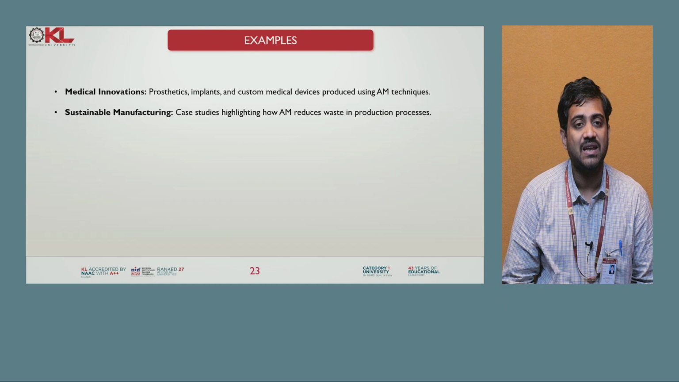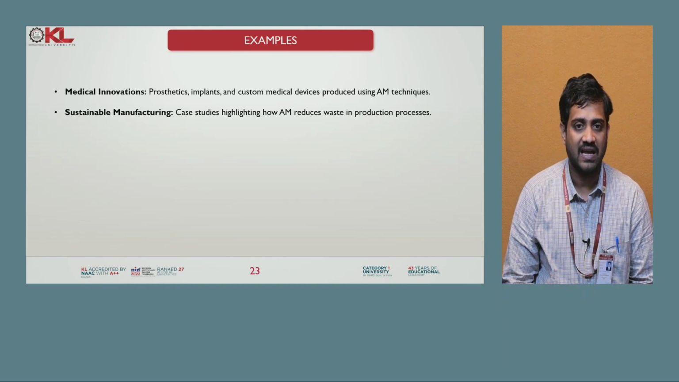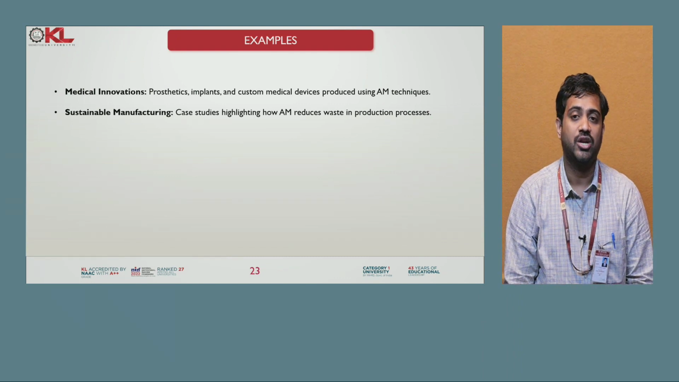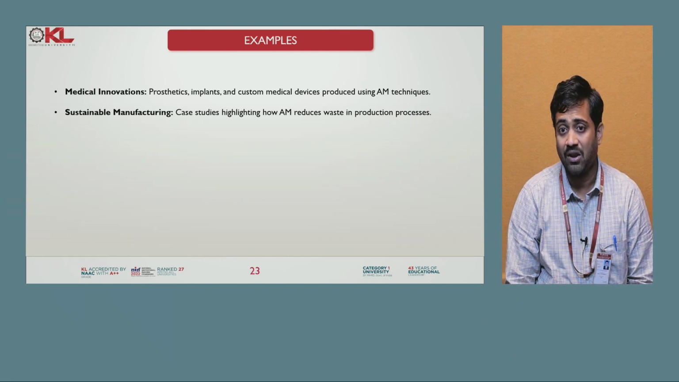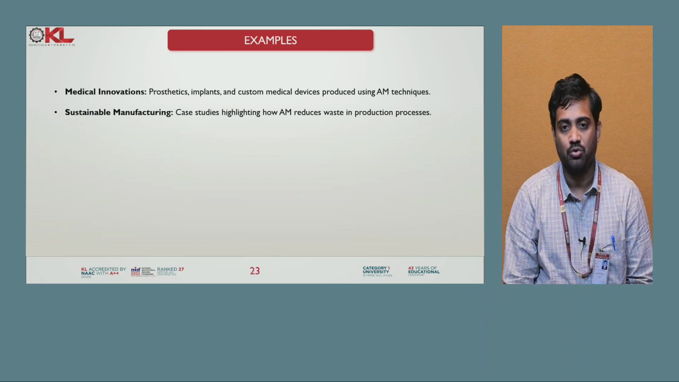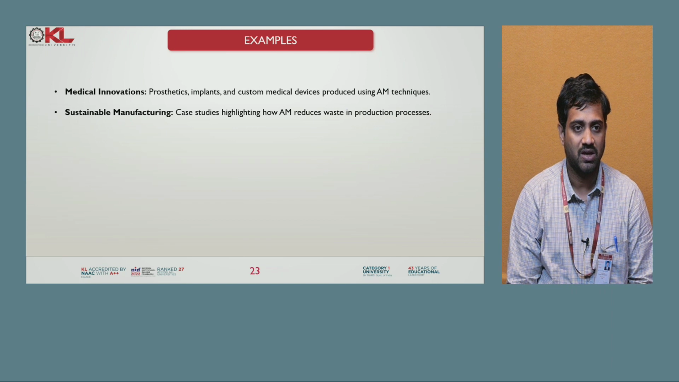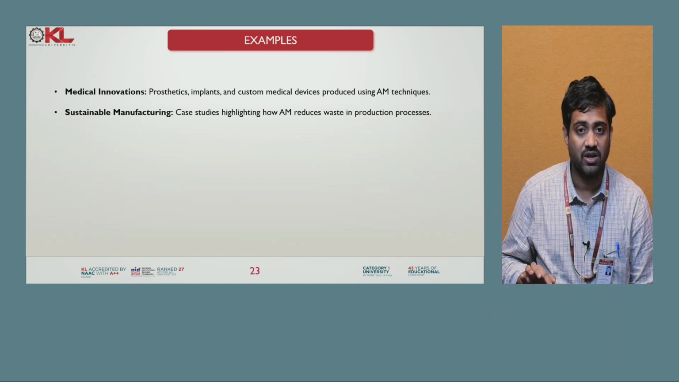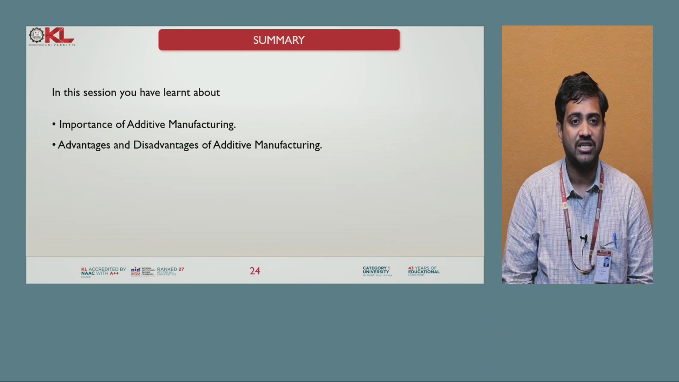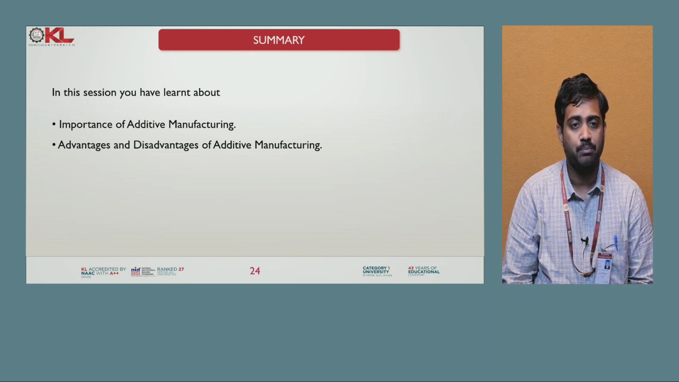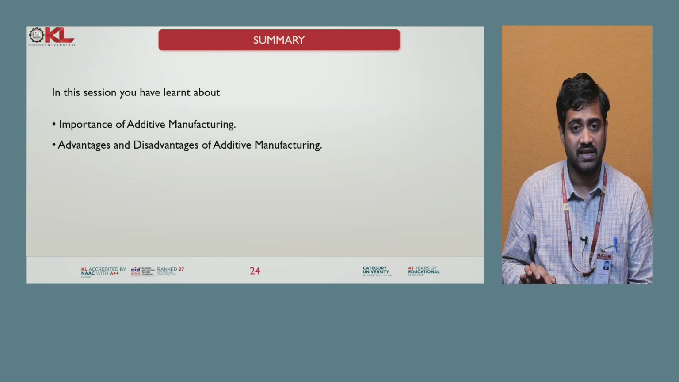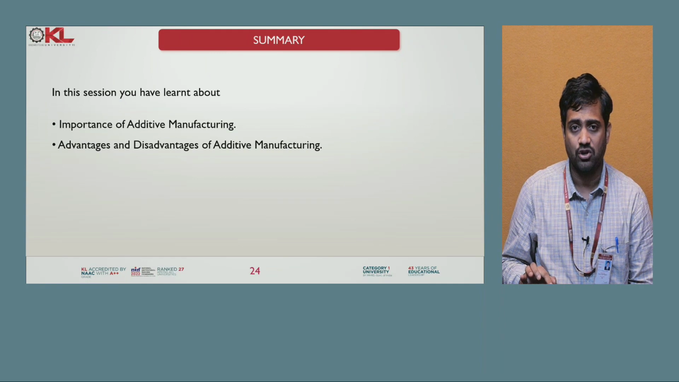And also in sustainable manufacturing, the case study highlights how additive manufacturing reduces waste in production processes. Economical, environmentally friendly parts are what we are producing through this, which leads to sustainable manufacturing. These are all examples. And coming to the summary, in this session so far you have learnt about the importance of additive manufacturing and the advantages and drawbacks of additive manufacturing techniques. We discussed the classification also in detail.